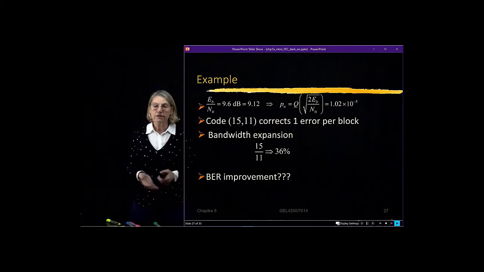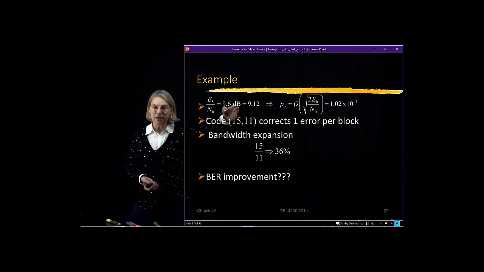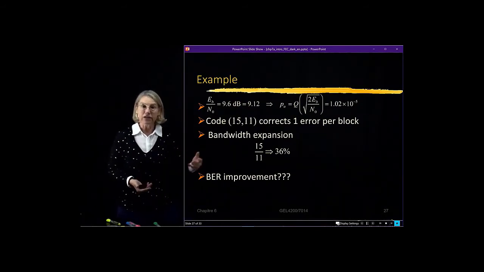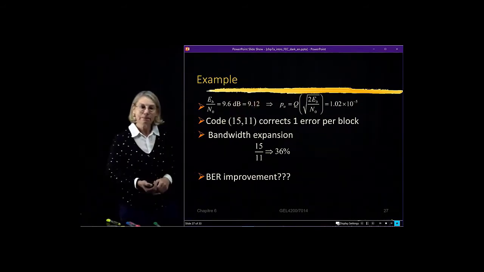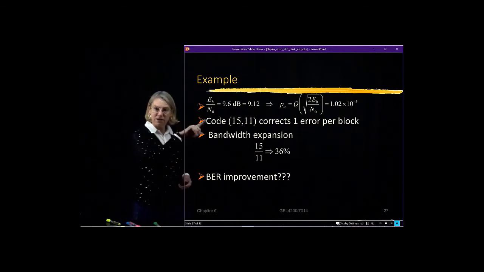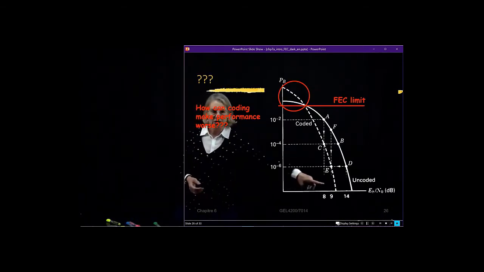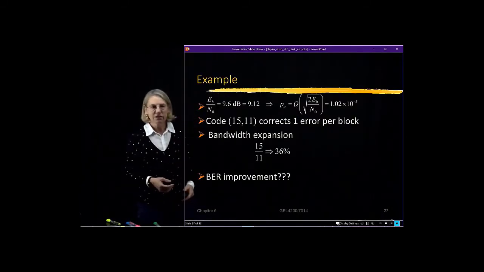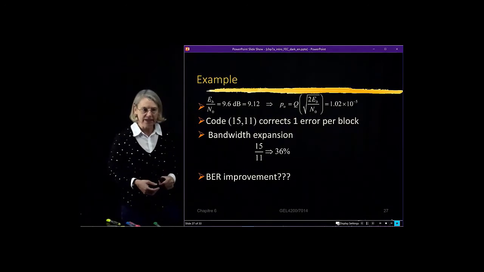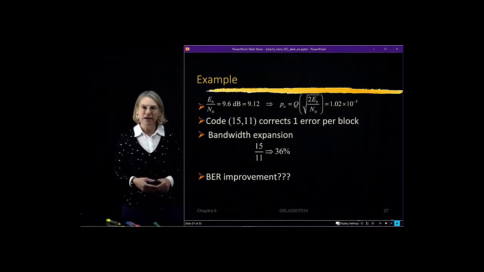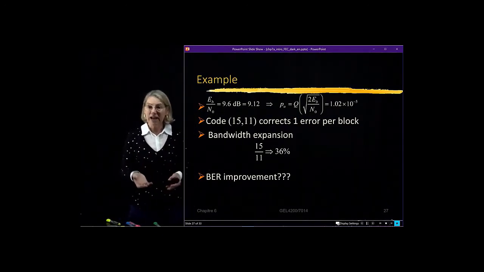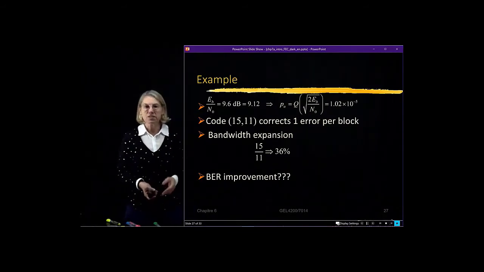So I'm going to take a very simple example. Suppose I have Eb over N0 of 9.6 dB. That's in dB, and in linear, that would be 9.12. So I take this equation for BPSK, and I ask, what probability of error will I get at 9.6 dB? I'm looking over here on that uncoded curve, and I see that I would get something like 10 to the minus 5 as my bit error rate. Now I'm just going to tell you that I have a code, and this code is special.